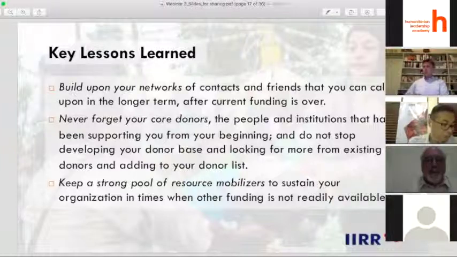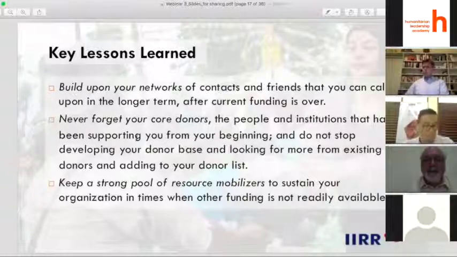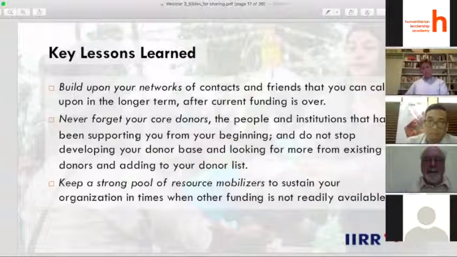And most importantly, never forget your core donors, your original donors, or the donors that have supported you over a long period of time. The most important donors you have are the ones you currently have. Do make sure you communicate with them well, that you treat them well, that you meet their expectations. These are the ones who've been supporting you from the beginning, and you need to build on them, not find yourself going to new donors and then finding your old ones dropping out.